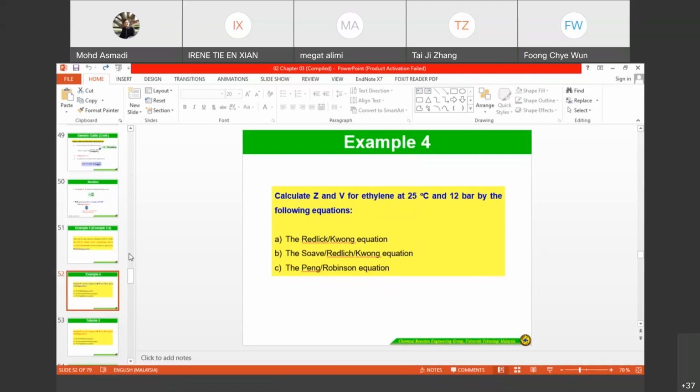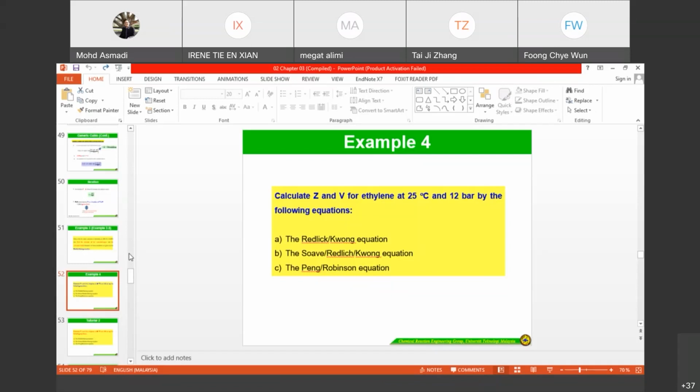Z 0.28. Who answered that Z equals 0.8305? Z equals 0.35, yes, that is correct. And V 255 should have the unit, meter cubic per mole. No unit is wrong, so you get 0 marks. Do you understand? So could you identify the phase of this ethylene, whether liquid or vapor?